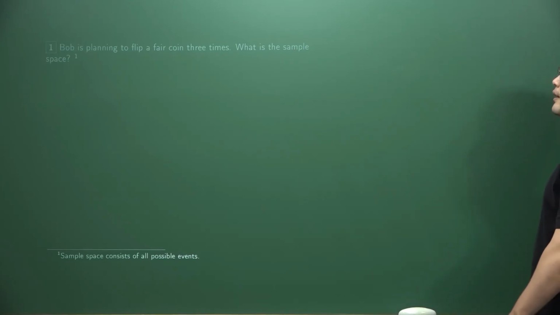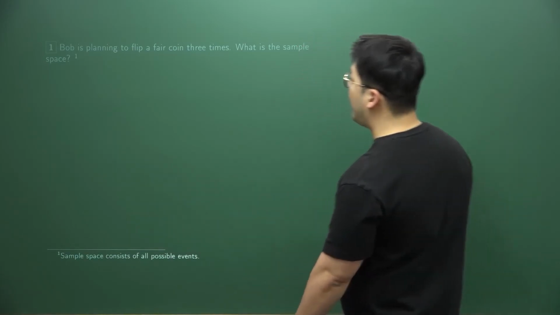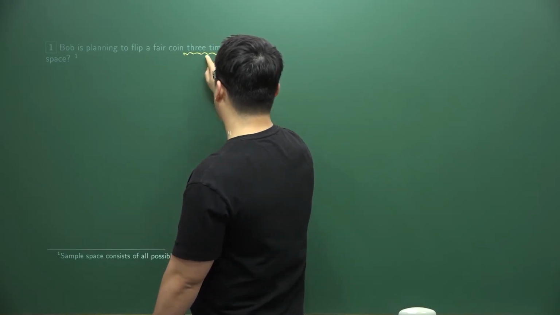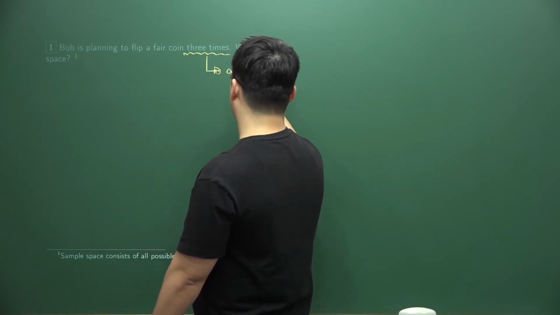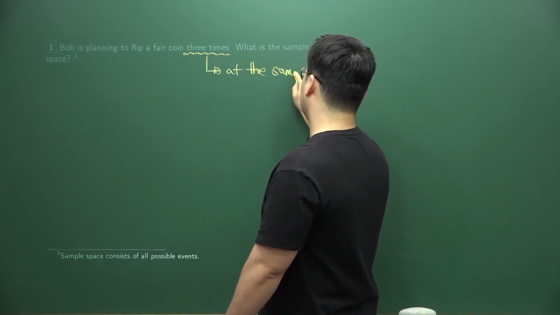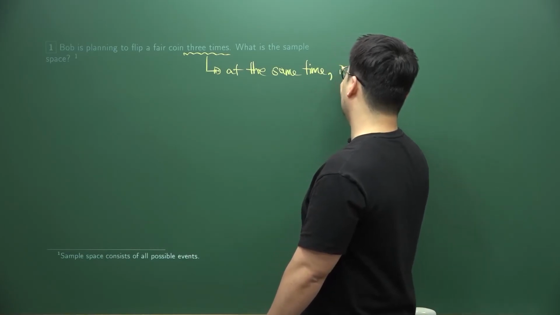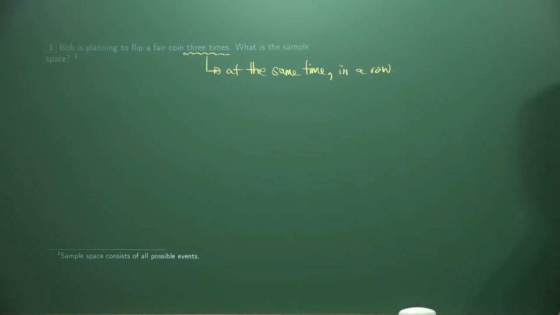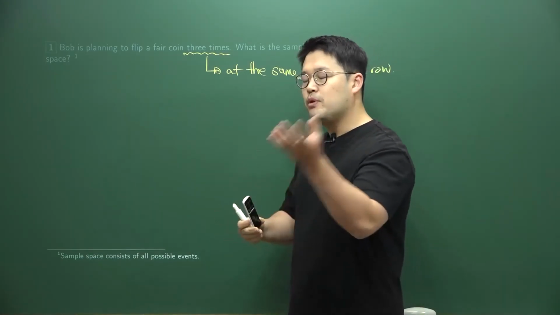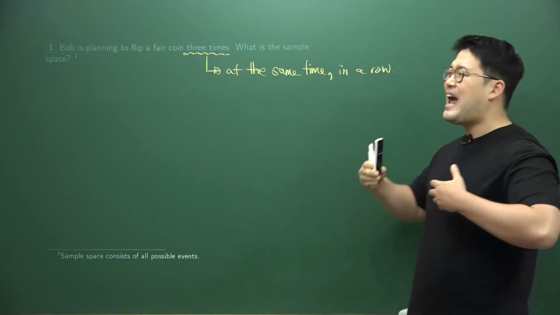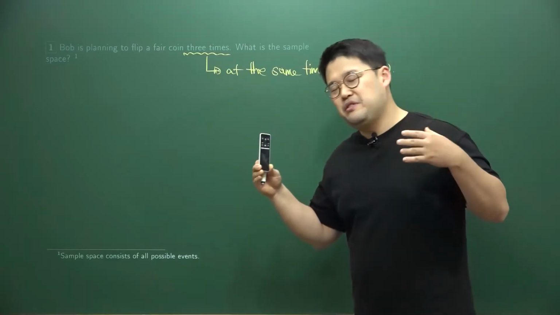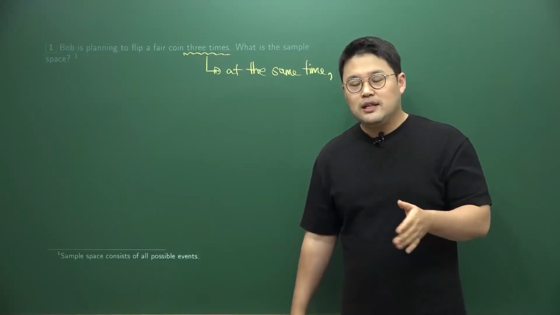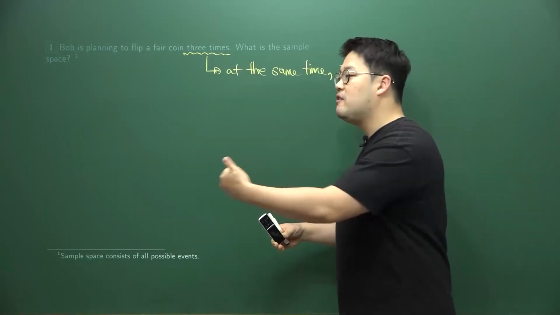Gotta be thinking carefully. When it says Bob is planning to flip a fair coin 3 times, is it at the same time? Or in a row? The answer has to be the same. If you think about probability carefully, people always get confused about the fact that we need to throw it at once. We need to throw multiple dice at once. But in math, when we say at the same time, it means that it happens in a consecutive manner.